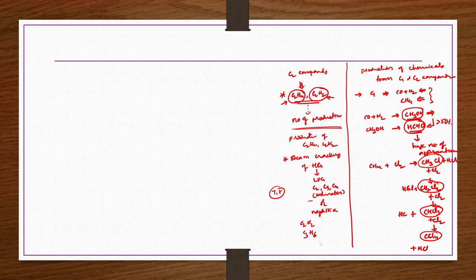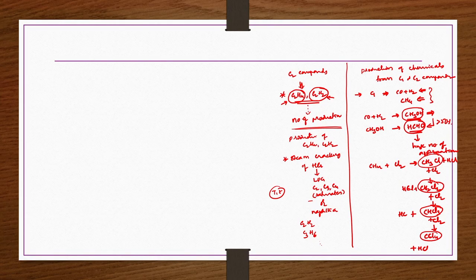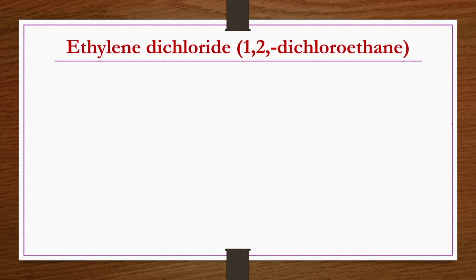We have also seen the engineering problems associated with the process of steam cracking of hydrocarbons to get ethylene and acetylene. So, in today's lecture we are going to produce different types of chemicals using such C2 compounds. First we start with ethylene dichloride, which is also known as 1,2-dichloroethane.